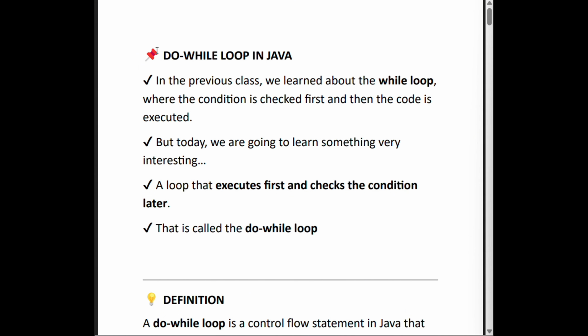In the previous class, we learned about the while loop, where we check the condition first and then execute the code. But today we are going to learn something very interesting, a loop that runs first and checks the condition later. That is called the do-while loop.